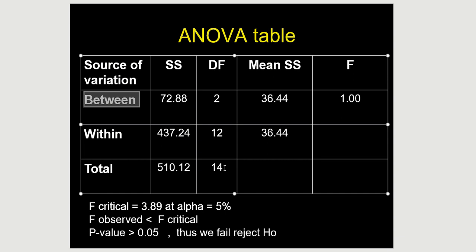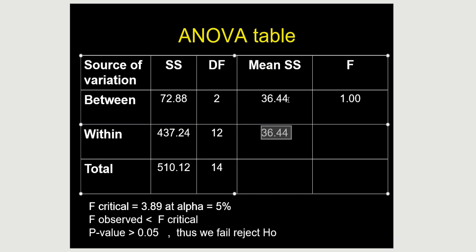The degrees of freedom this time also happened to be the same as what we had previously, because we had 5, 5, 5 into three groups. Sum of squares between divided by the degrees of freedom between gives me the mean sum of squares between, which is 36.44. Sum of squares within divided by the degrees of freedom within gives me the mean sum of squares within. It happens, it's 36.44. I did not mean for it to be that way, but it happens.